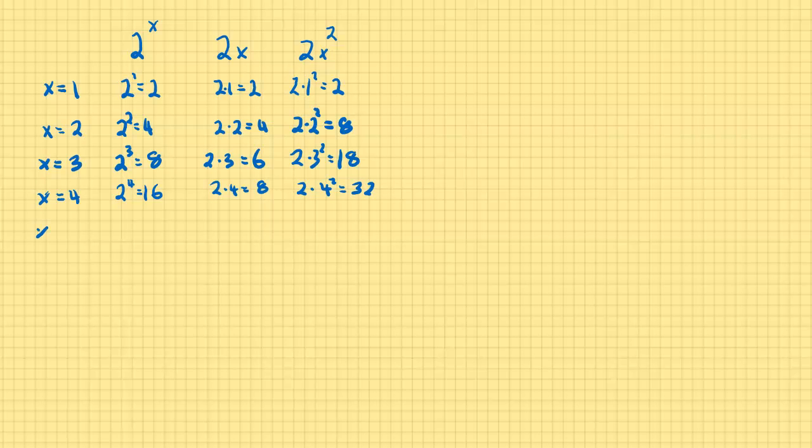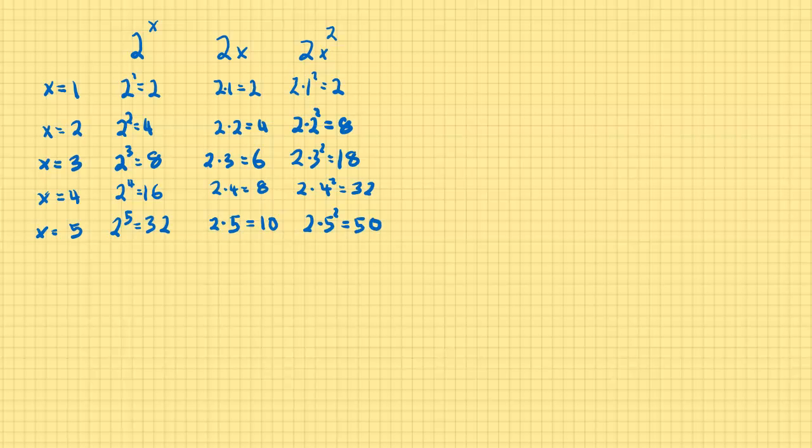Let's go on to x is equal to 5. Okay, so that would be 2 to the 5th power. That's 32. The linear function is going to be 2 times 5, so this one looks like it almost always has the smallest value. 2 times 5 is 10. And here we'd have 2 times 5 squared, which is 2 times 25, which is 50.